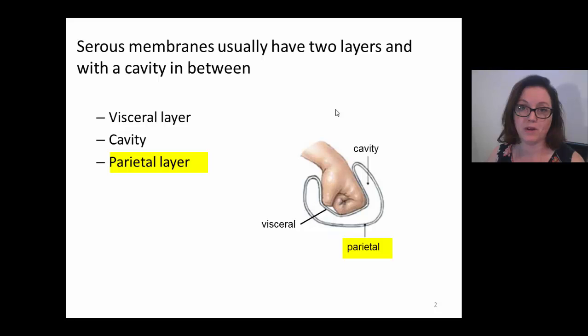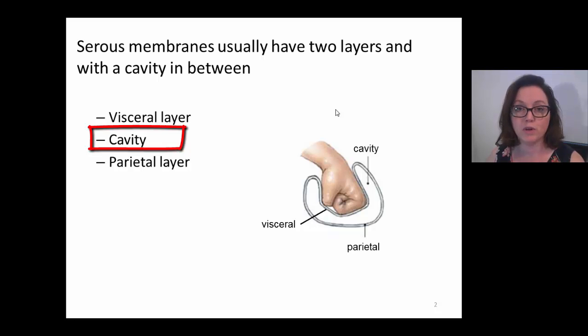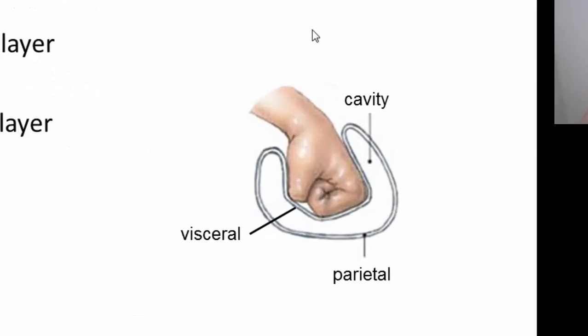The other layer, the layer that's further away from the organ, is called the parietal layer of the serous membrane. So the parietal layer is further from the organ and more superficial. The visceral layer is deep, and the parietal layer is superficial. Between the two is a space, a cavity filled with lubricating serous fluid. The organ underneath the visceral layer is going to be a moving organ like the heart, and these membranes and the fluid help to reduce the friction as that organ moves.